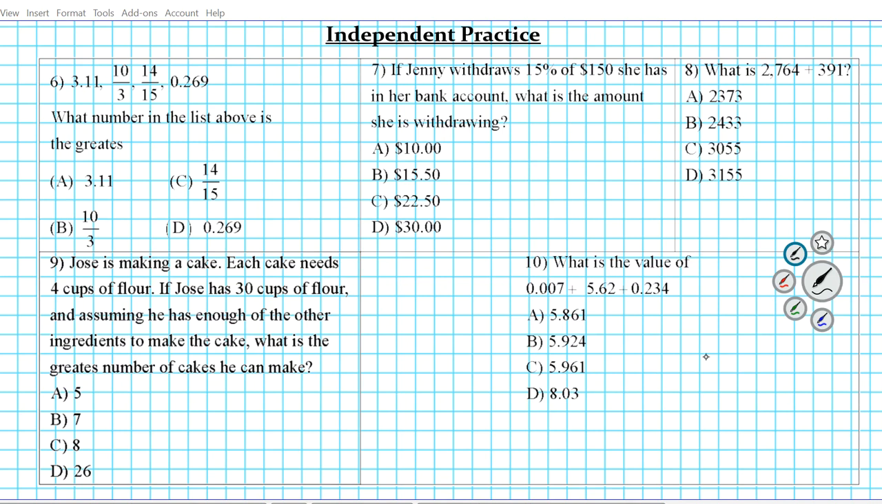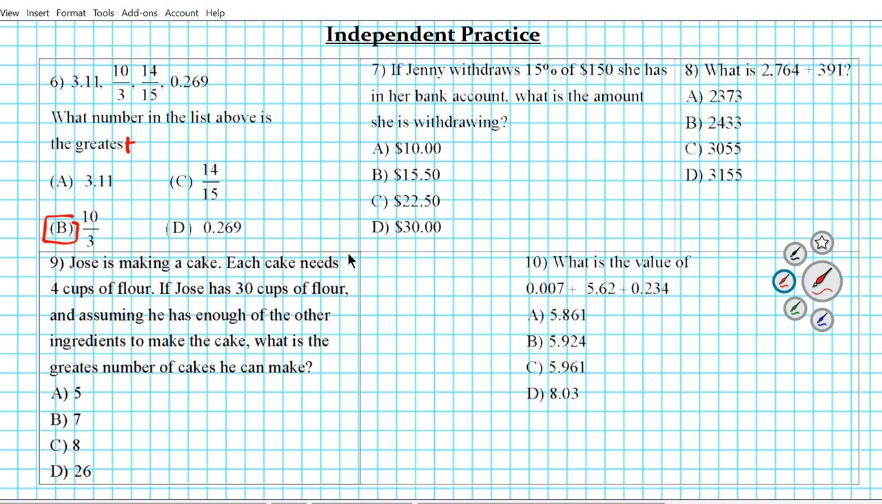Welcome back. So hopefully you had a chance to try out the problems. The answers are as follows. To number 6, the answer is 10 over 3. That's the greatest. It's 3.3 repeating. It's bigger than everything else.